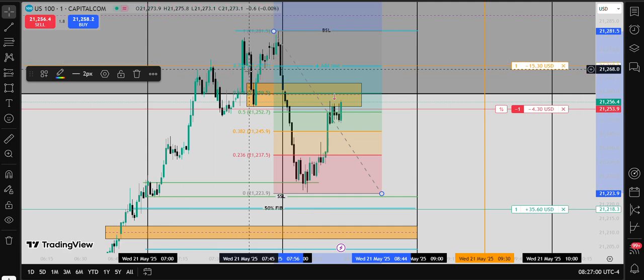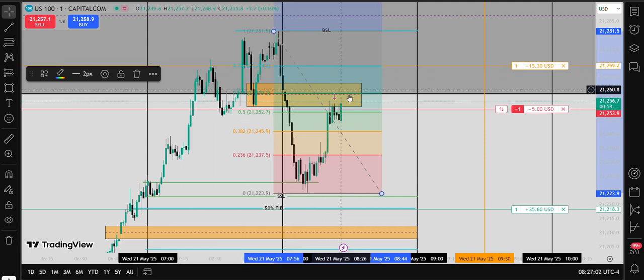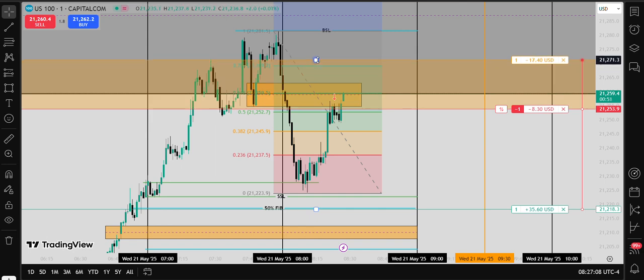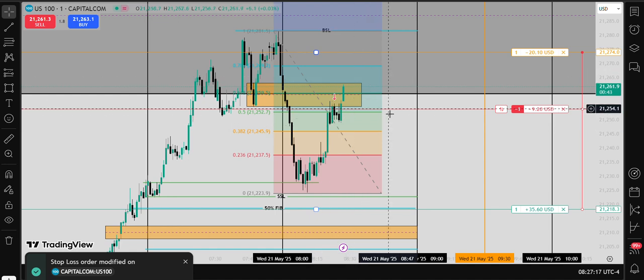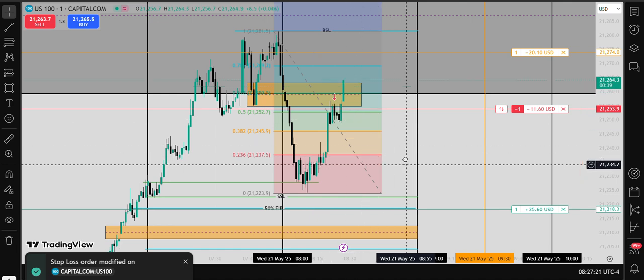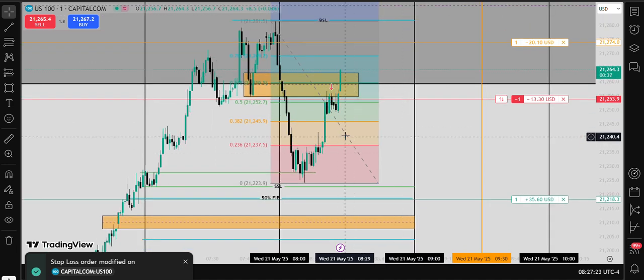78.6. But let me give it a chance and take it a little bit higher, something like that, so that if it's going to be a deep retracement, then we are going to know that we are either right or wrong. Let us see.